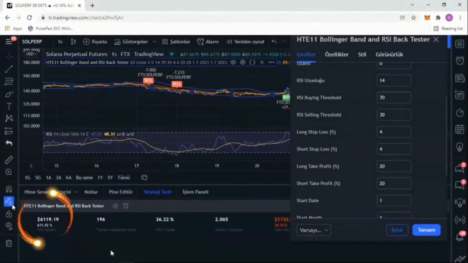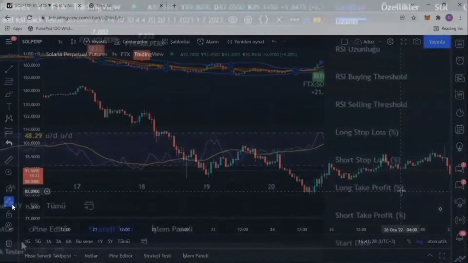Wow, check out this net profit. It's an amazing 611%. Even we were not expecting that.